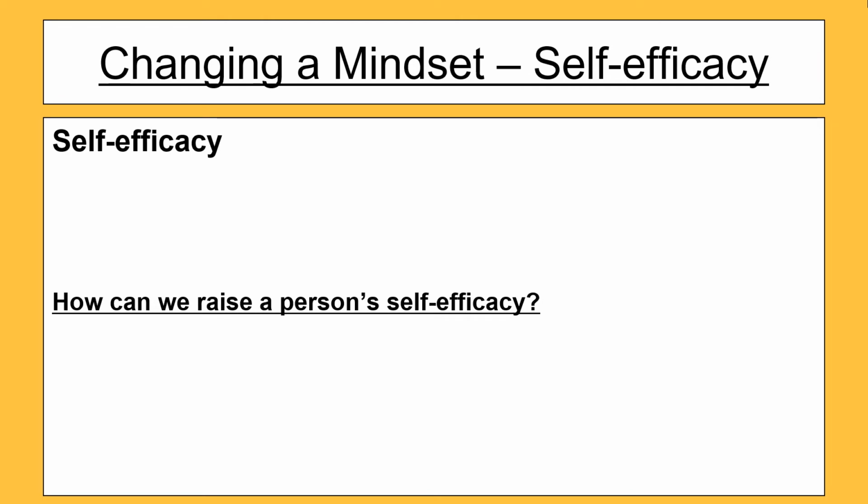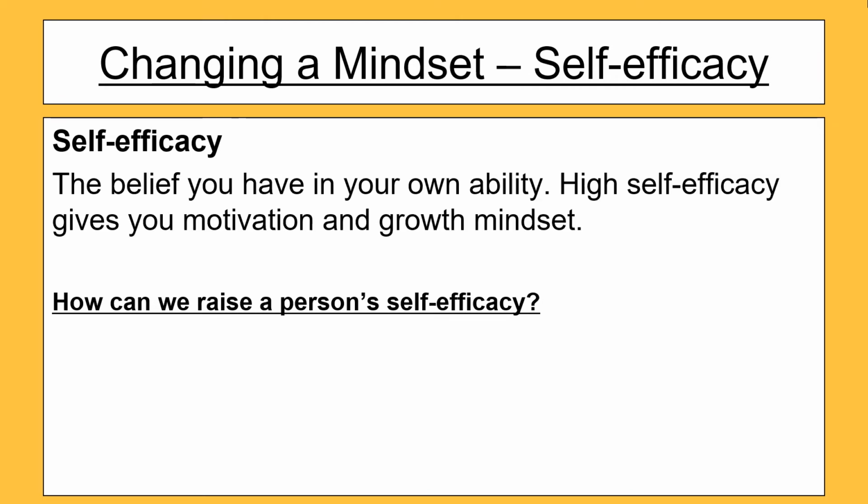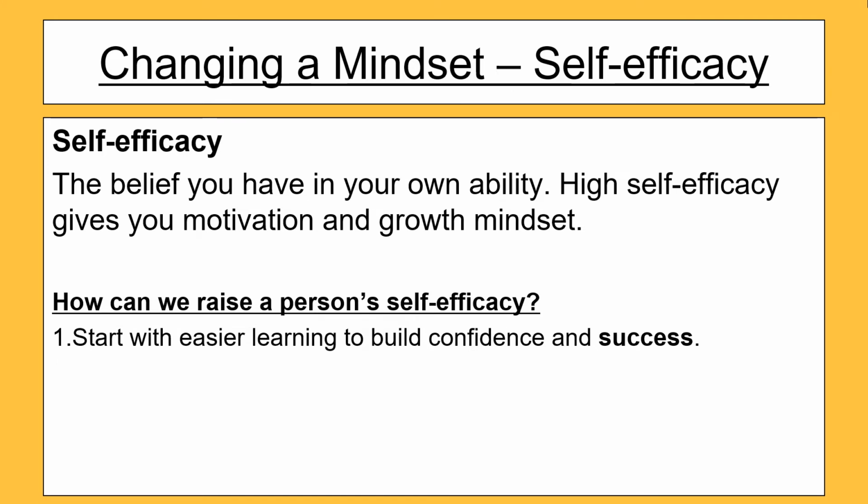The second way we can change a mindset is to try and build up a child's self-efficacy. So self-efficacy is basically another word for self-belief. It's the belief that you have in yourself and your own ability. And if you have high self-efficacy, it means you've got a good self-belief, you're more likely to be motivated, and you're more likely to have a growth mindset. And Dweck said that there were a couple of ways to improve or raise a person's self-efficacy. And they are the following.